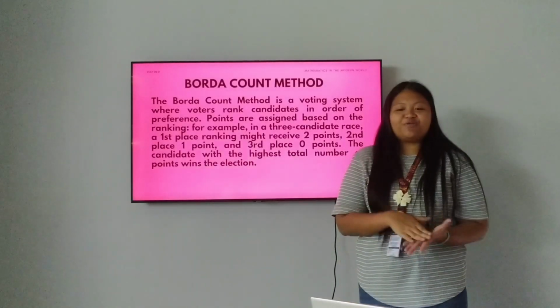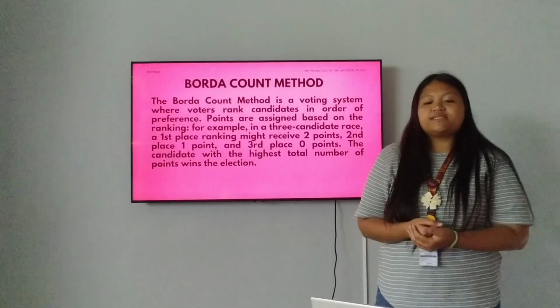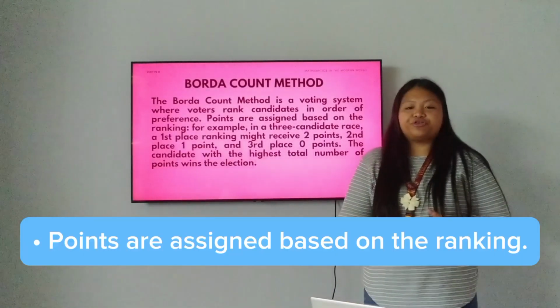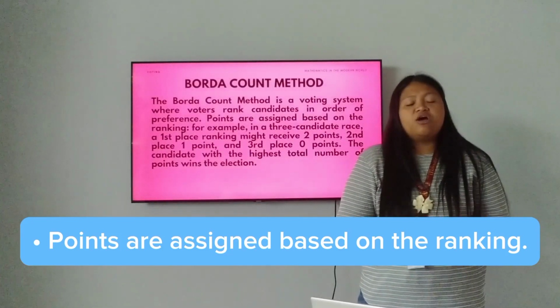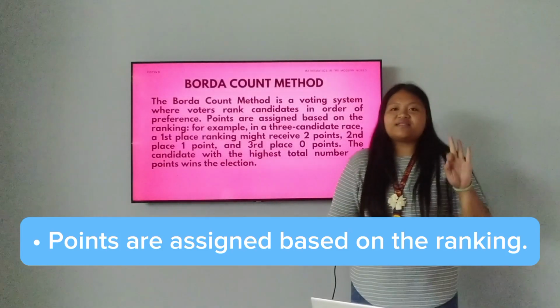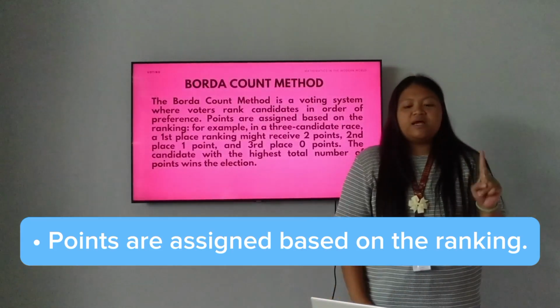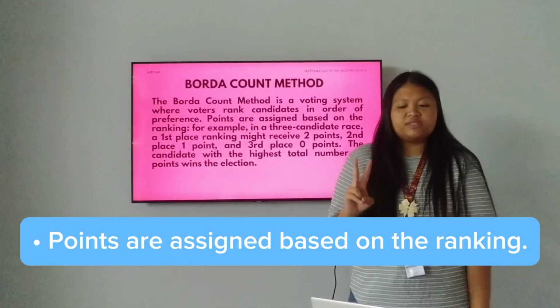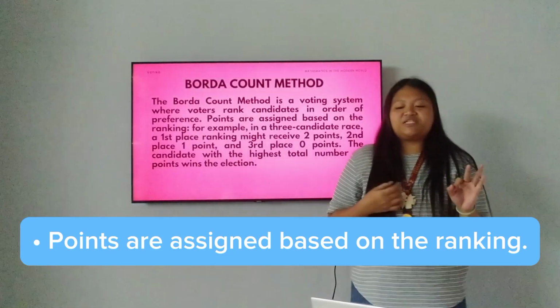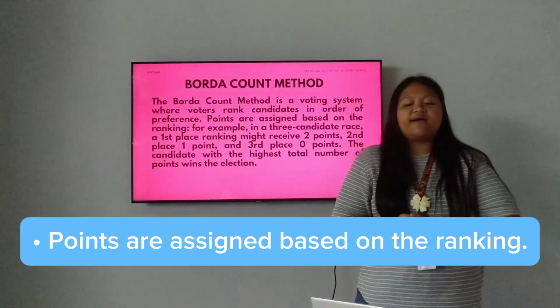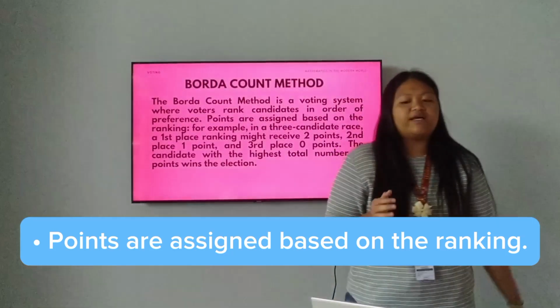Next is the Borda count method. It is a voting system where voters rank candidates in order of their preference. Points are assigned based on the ranking. For example, in a 3-candidate race, a first place ranking might receive 2 points. Second place receives 1 point, and third place will receive 0 points. The candidate with the highest total number of points wins the election.